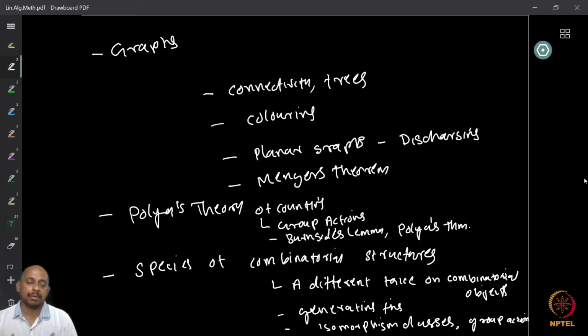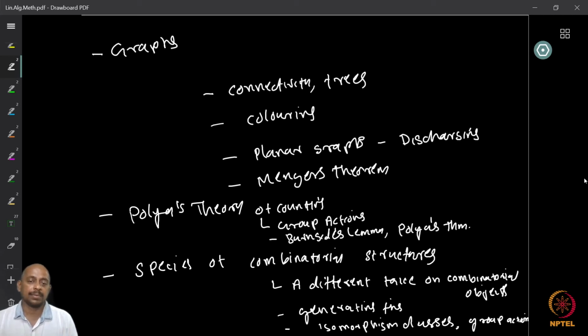Then finally, we took a very quick look at what is called the species of combinatorial structures, where we divide the objects into certain classes, and you look at all possible finite objects that you can make out of all possible finite sets, and then we call this a species. And then we saw that this species is very much related to generating functions and Polya's theory.